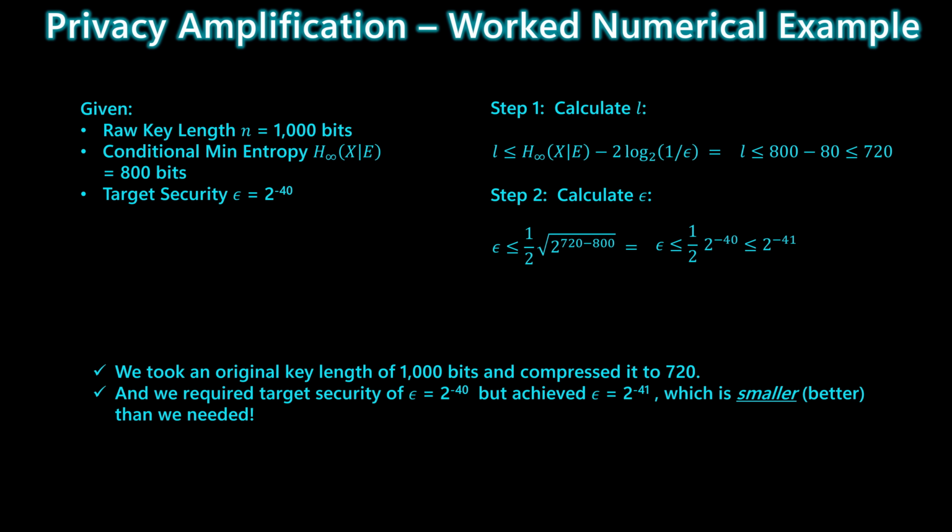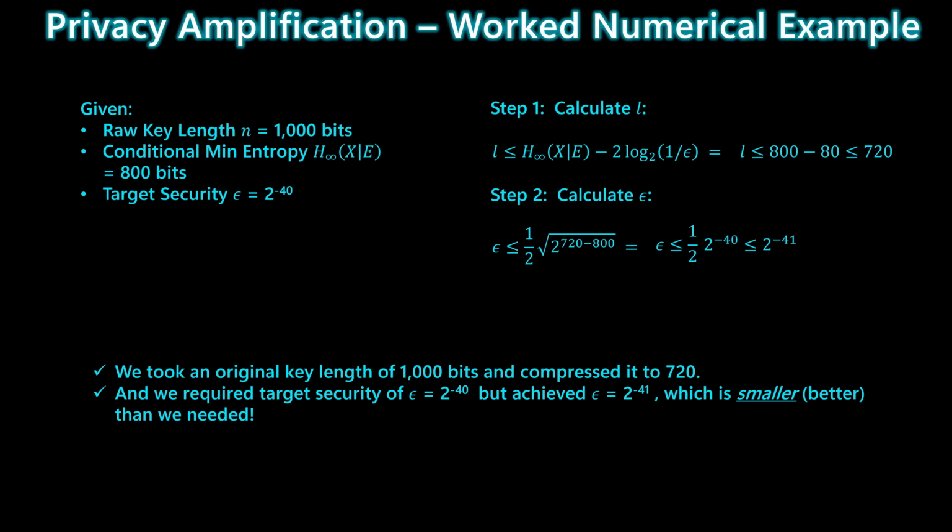In the first step, we plug the entropy and the target security into the key length bound to compute the maximum number of bits we are allowed to keep. This gives a final key length of 720 bits. In other words, to reach our desired level of security, we must compress the raw key from 1,000 bits down to 720. That compression removes statistical patterns that Eve could exploit and forces the remaining bits to behave much more like a uniform random sequence.